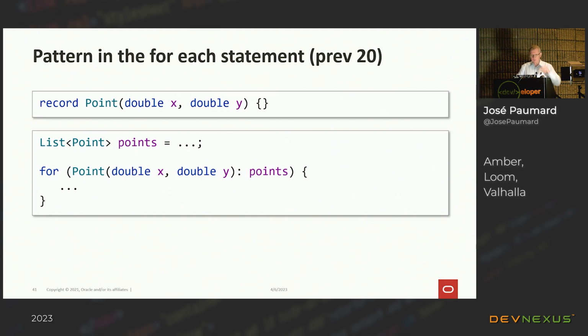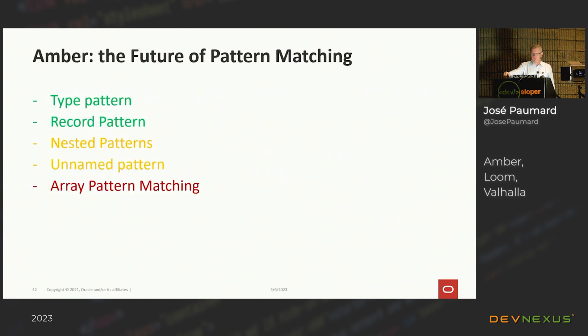Okay, so this is what I wanted to tell you about pattern matching. You saw type patterns and record patterns. Record pattern is still preview, by the way. This should be in orange and not in green. Nested pattern is the fact that you can put a pattern within another pattern. That's Circle, Point x, y, radius. And the unnamed pattern that should come as a preview feature in JDK 21.